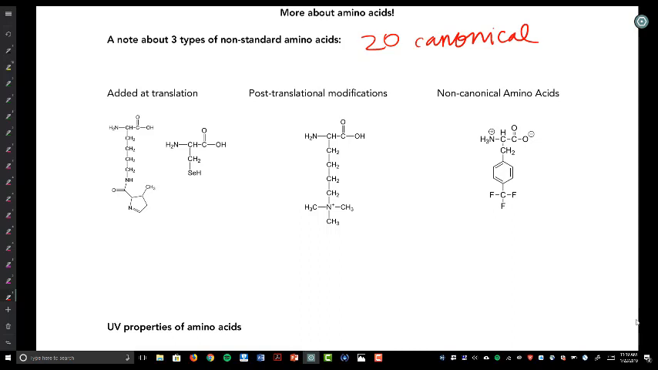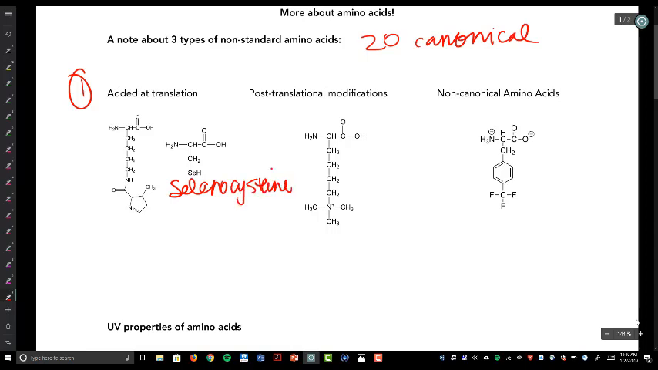However, there are some other special types of amino acids that we'll encounter, and there are three different classes. The first class are the amino acids that aren't part of the 20 canonical amino acids, but in special situations, they're incorporated at the ribosome just like one of the 20. There are two types that are fairly commonly found. One is selenocysteine.